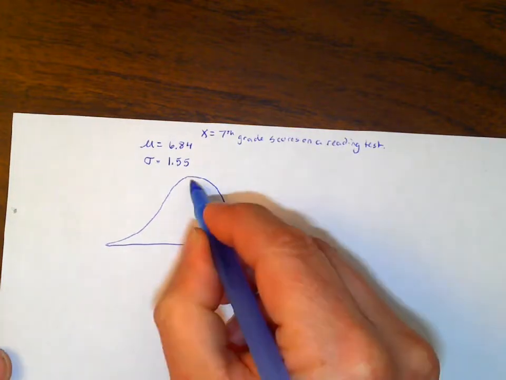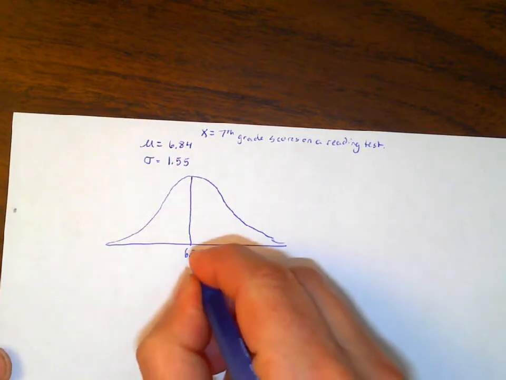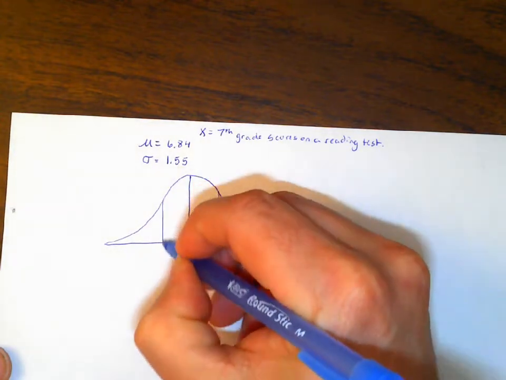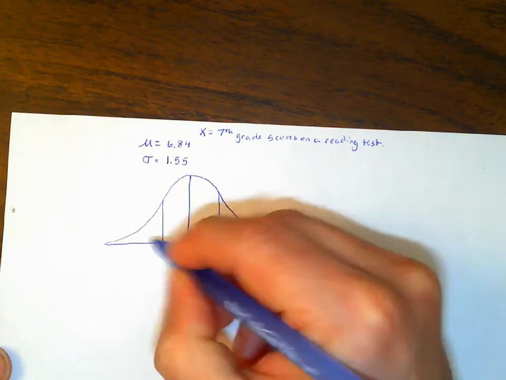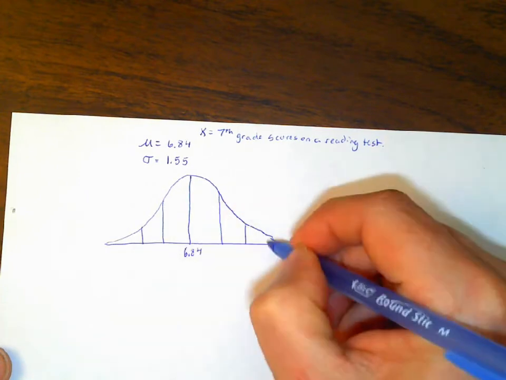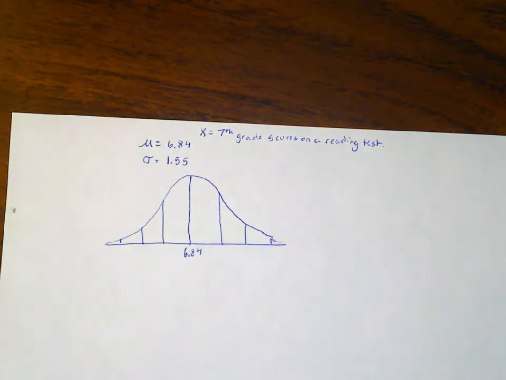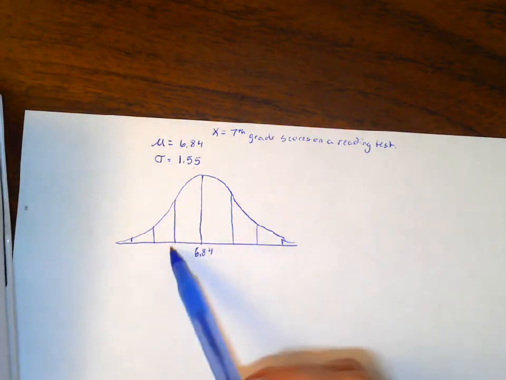Okay, the middle of that bell curve is our mean, 6.84. Then what we're going to do is go 3 standard deviations away: 1 standard deviation above and 1 below, 2 above and below, and 3 above and below. The way we fill these numbers in is we add our standard deviation this way or subtract it this way.